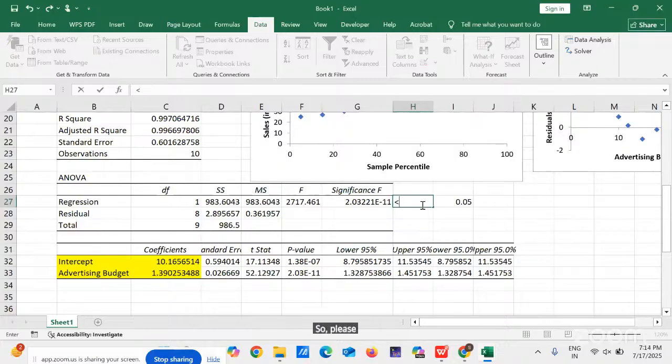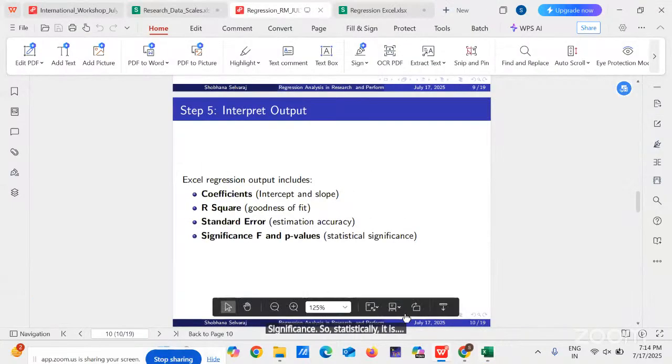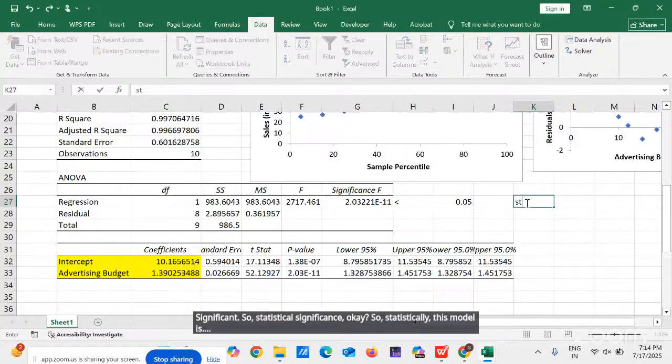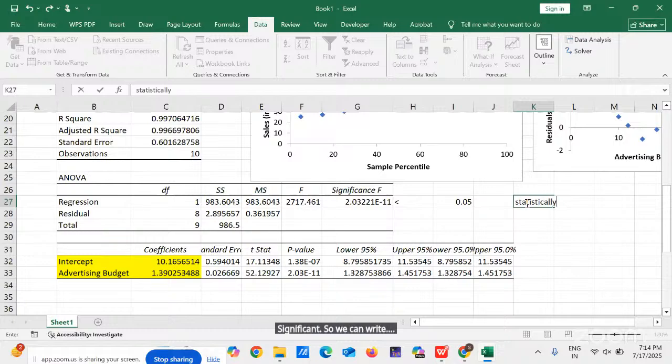So please just everyone get back to your significance value, and kindly make a note for that interpretation. If p value is less than 0.05, then it indicates significance. So statistically, it is significant. So statistical significance. Okay. So statistically, this model is significant. So we can write, statistically, the model is significant. Okay.